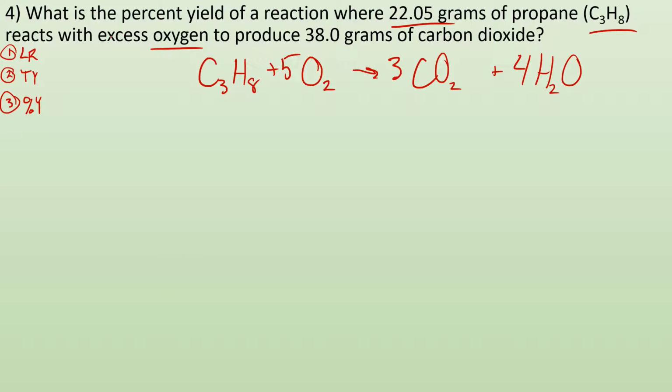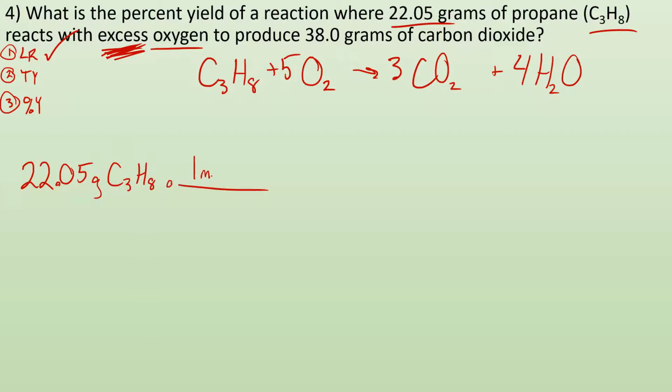So what's great about this problem is they tell us that it's an excess of oxygen, meaning that we're not going to run out of oxygen. We know propane is our limiting reactant, so we don't have to worry about that. So let's figure out our theoretical yield. We start with 22.05 grams of propane. I have to convert that to moles.